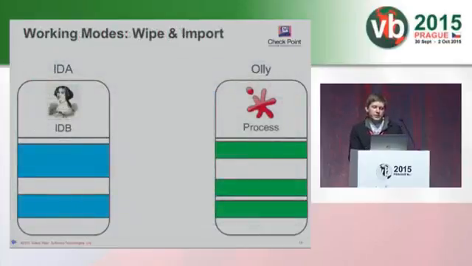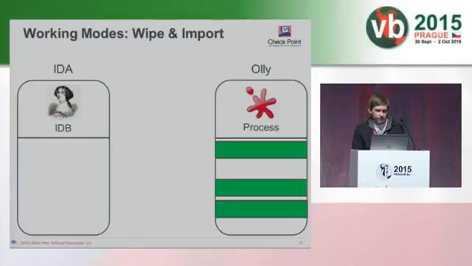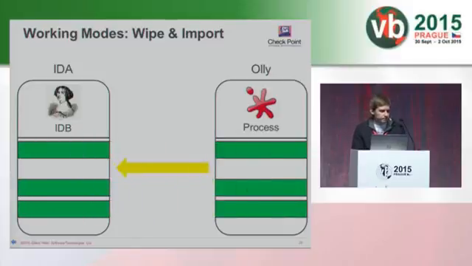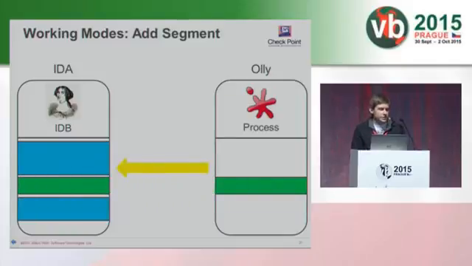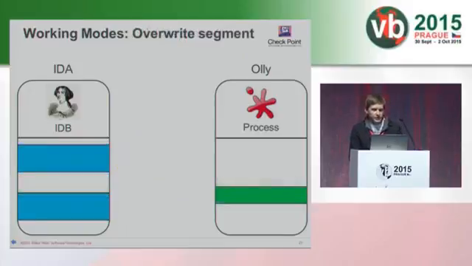There are three modes of operation of IDA dump. The first one is wipe and import. It will wipe your current IDB and dump the selected regions to it. The second is add segment. It will preserve your current IDB and add a selected region to it. And the third one is override segment. You can think of it like an update.